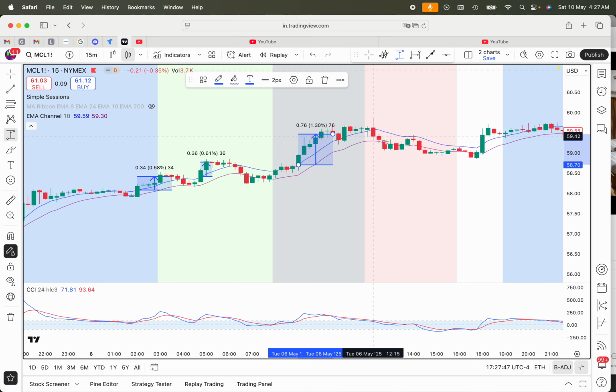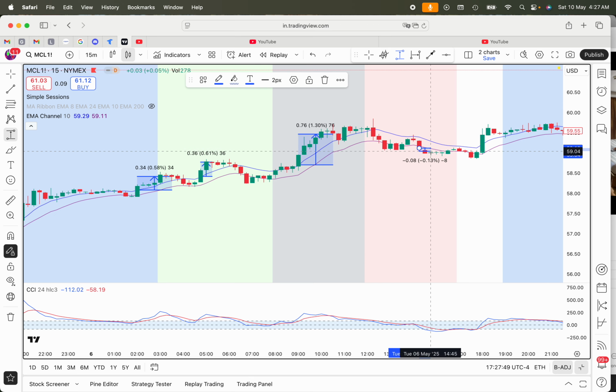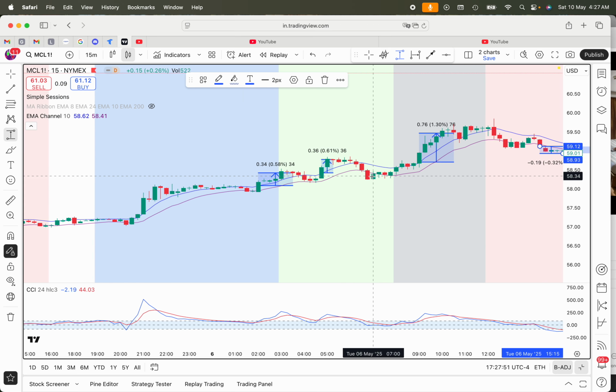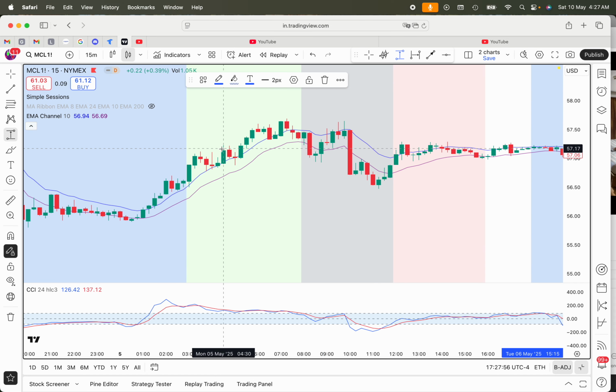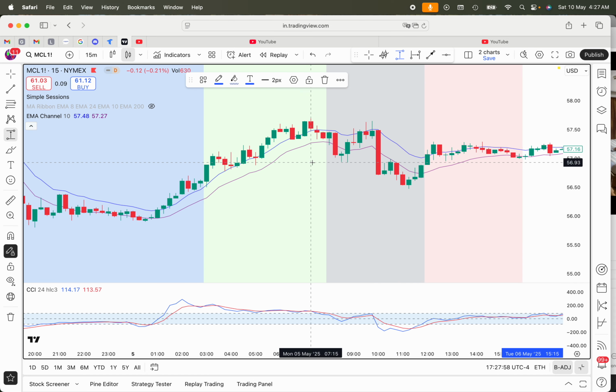Nothing in here, of course, and the last trade of the night was down here. So give that a go. You might find that can help you.